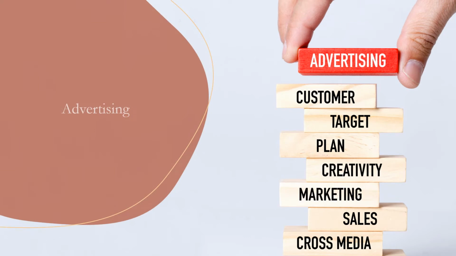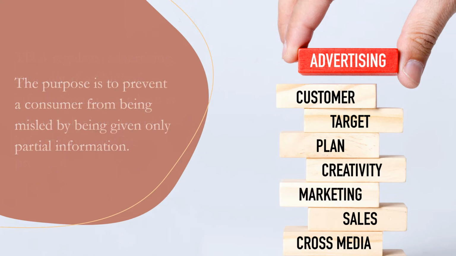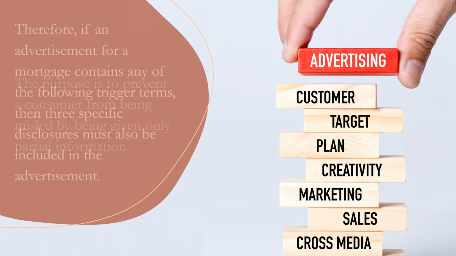Advertising. TILA regulates advertising. Basically, if a bit of information about a loan is advertised, all of the information must be provided. The purpose is to prevent a consumer from being misled by being given only partial information. Therefore, if an advertisement for a mortgage contains any of the following trigger terms, then 3 specific disclosures must also be included in the advertisement.